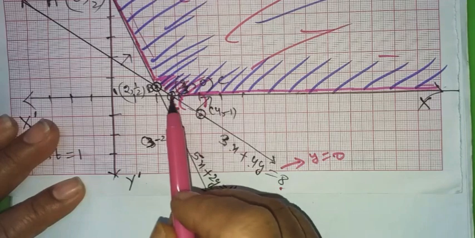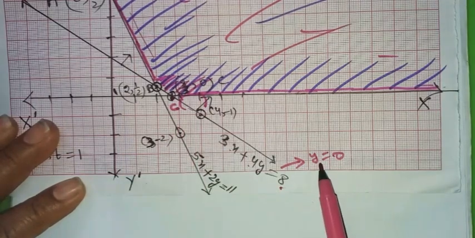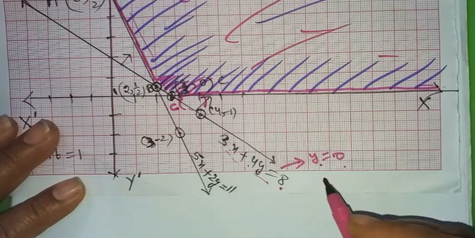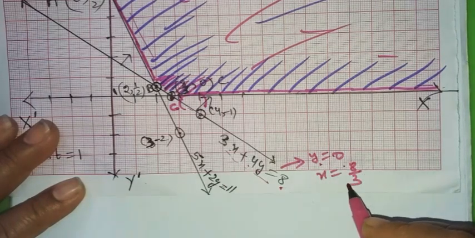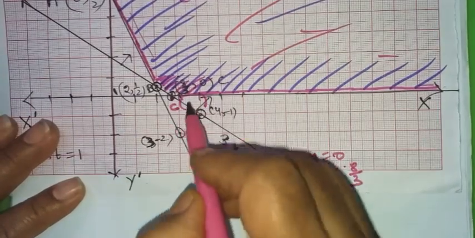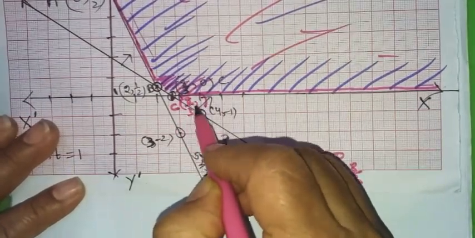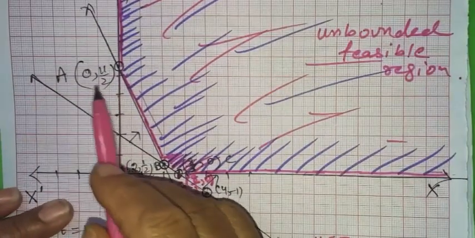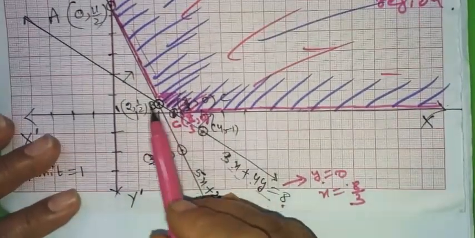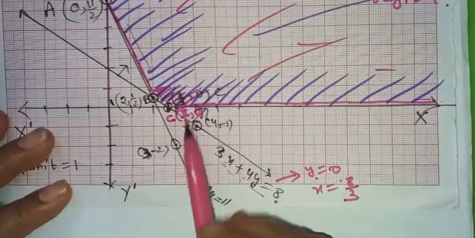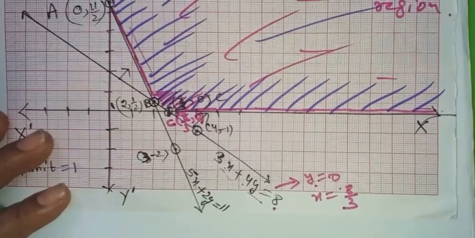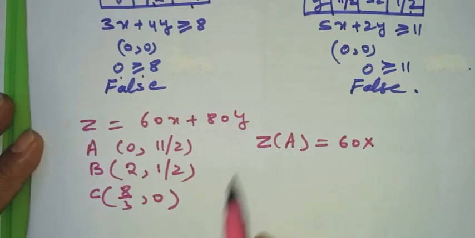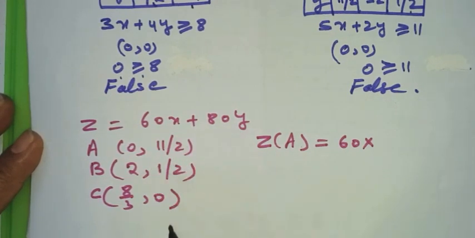So this line will intersect with x axis at the point where y is equal to 0. So in this equation, if I put y as 0, I will get x to be 8 by 3. That means coordinates of the point C will be (8 by 3, 0). So we have three corner points. One is A (0, 11 by 2), other is B (2, 1 by 2), and third is C (8 by 3, 0). So let us find the value of objective function Z, which is 60x plus 80y, at these three corner points A, B, C.